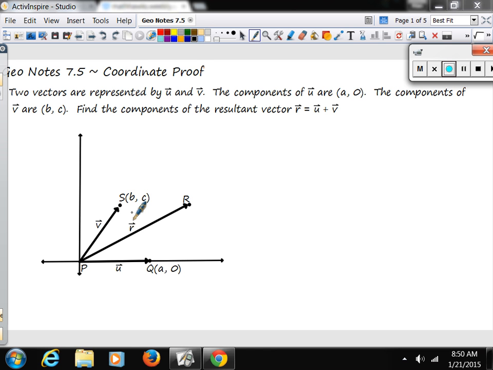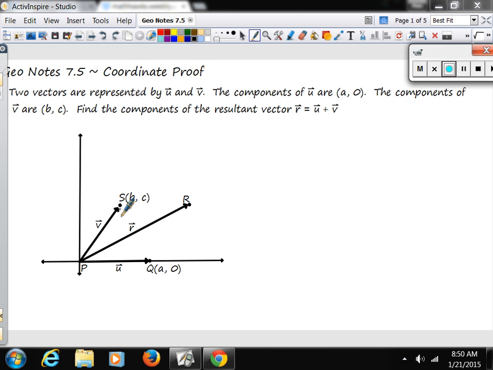So you've got vector U, which just goes right here, and you've got vector V. Now U is at the bottom and V is this one. The components of vector U are A, 0. That means you go over A and up 0. That's a component. So our components tell me how much to go over, how much to go up. So I'm going to go over whatever A is, and then go up 0. Components of vector V are over to B and up C. Over the length of B and up the length of C.